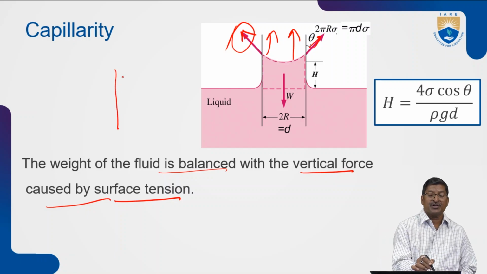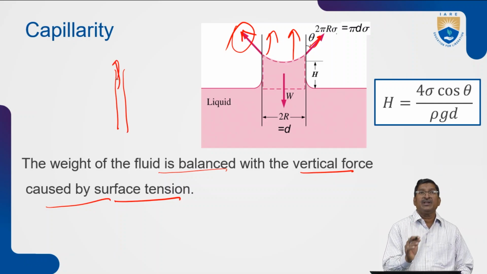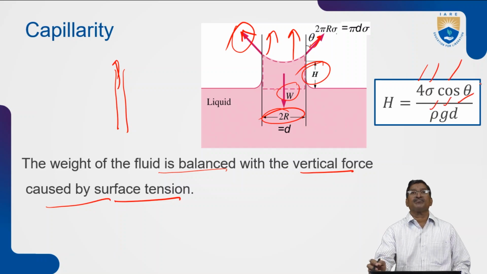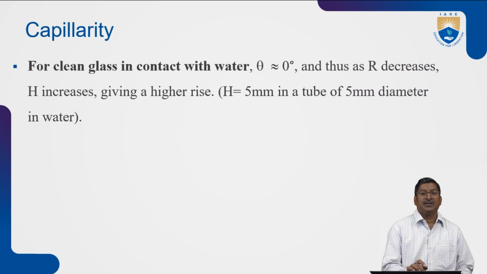If it is a very small tube, and this force is the same, then more water can be raised here. Here you can see the diameter is 2R, the pipe diameter, and this is the weight of water. H is the height of rise. The formula is H = 4 sigma cos theta / rho g D. So, capillarity.